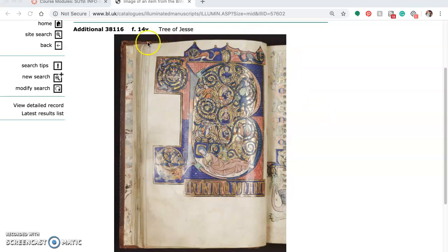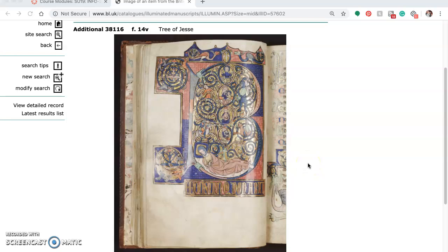But first, let's take a look at the page as a total. We can see that it's a full page, very intricate initial, the letter B, right here. And because this is a Psalter, or a Book of Psalms, we can imagine that this particular letter B is the first letter leading into the psalm that is on the next page.